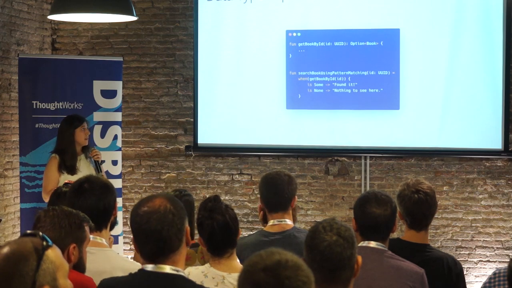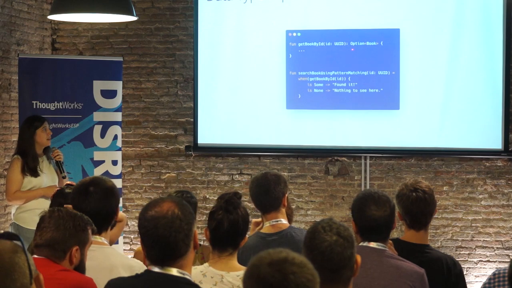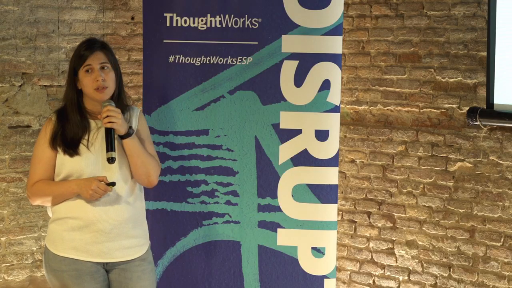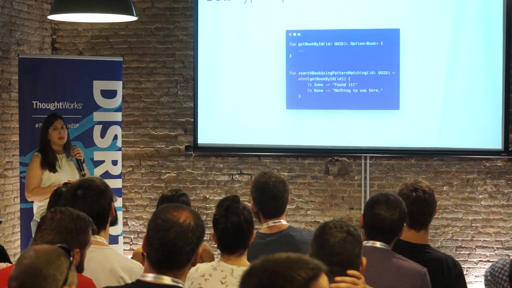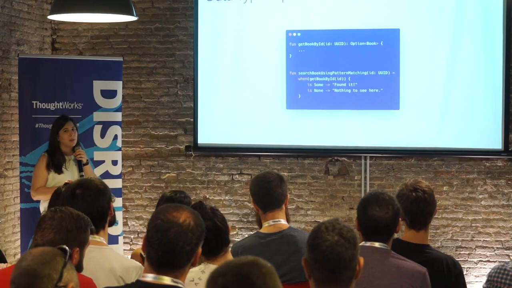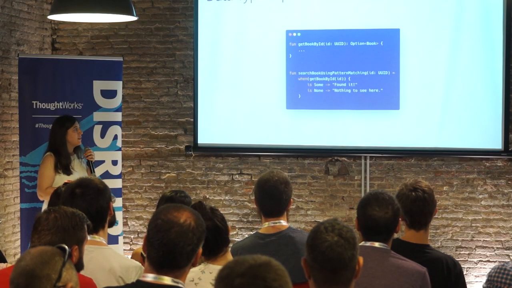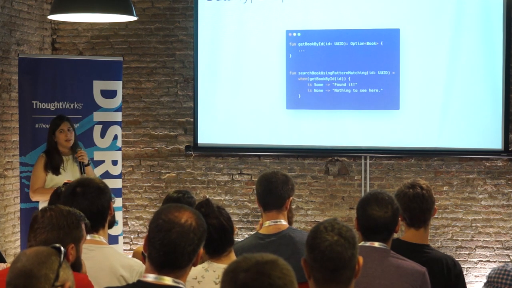We have here an example. We are not going to mind about the implementation, but here we have a function that retrieves books from the database by its identifier. And the result is going to be an Option of a Book. So if we call this method inside this piece of code, if we use pattern matching as we saw before, if the result is type Some, we are going to print found it. And if the result is None, we are going to print nothing to see here.